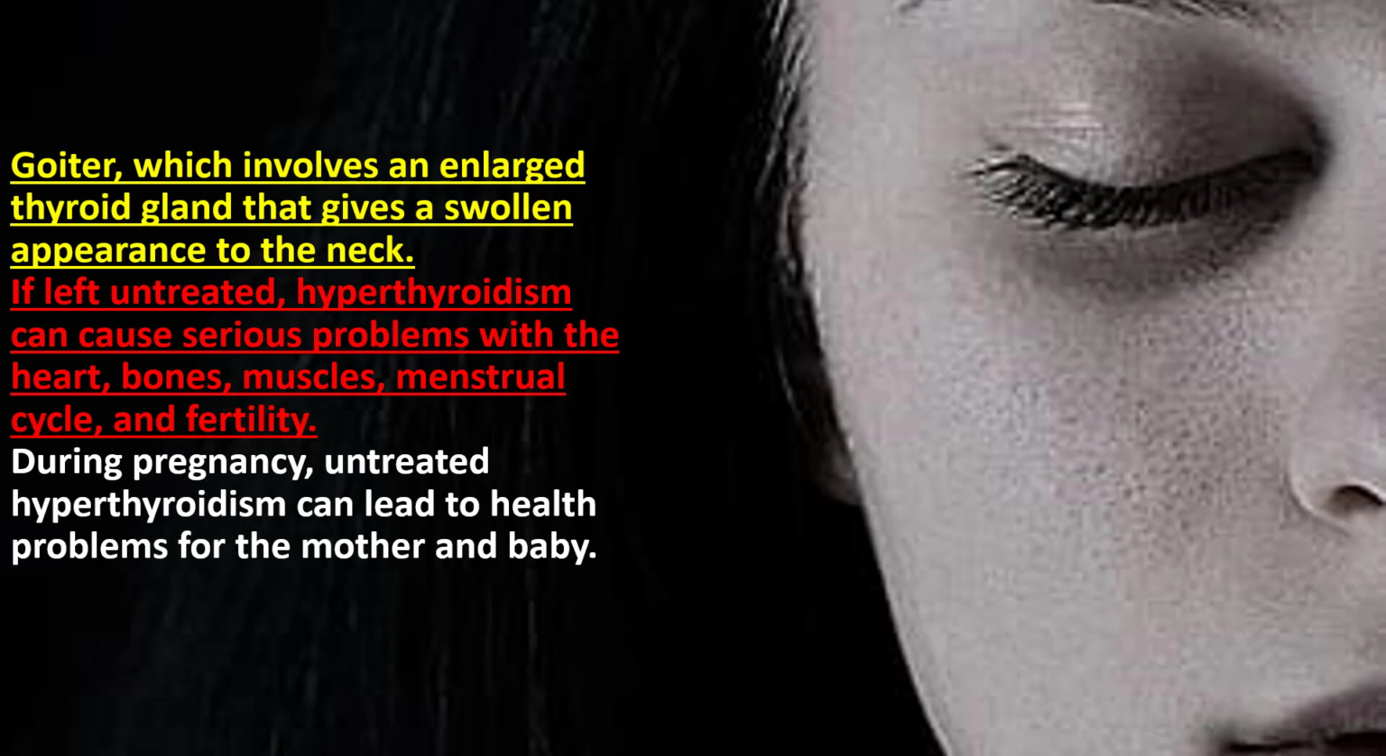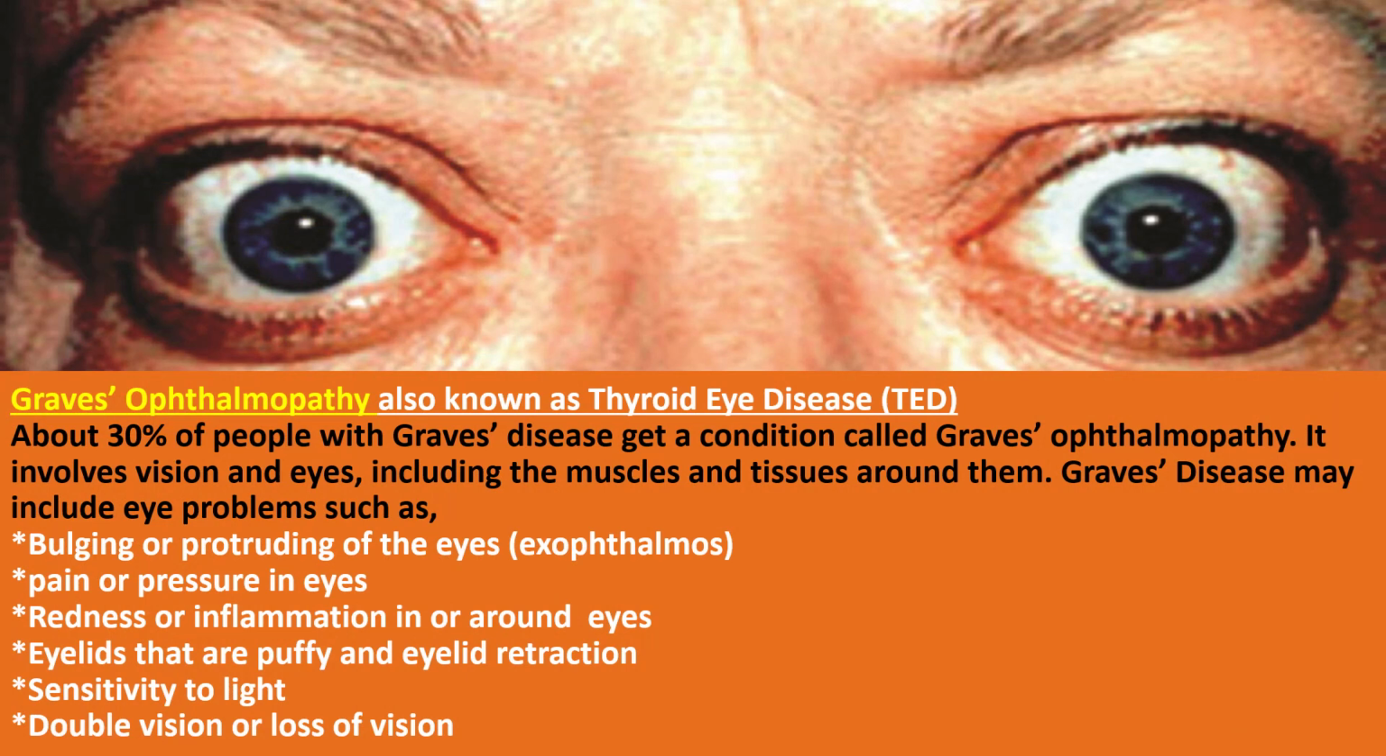Goiter, which involves an enlarged thyroid gland, gives a swollen appearance to the neck. If left untreated, hyperthyroidism can cause serious problems with the heart, bones, muscles, menstrual cycle, and fertility. During pregnancy, untreated hyperthyroidism can lead to health problems for the mother and baby.